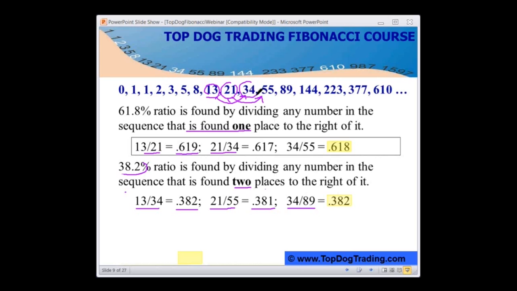And again, then if we want to do the next one, 34 divided by 2 digits to the right of it is 89, and you get 38.2. And you can do that all the way up the sequence forever. Obviously, we don't need to do that, but that's how it's derived.